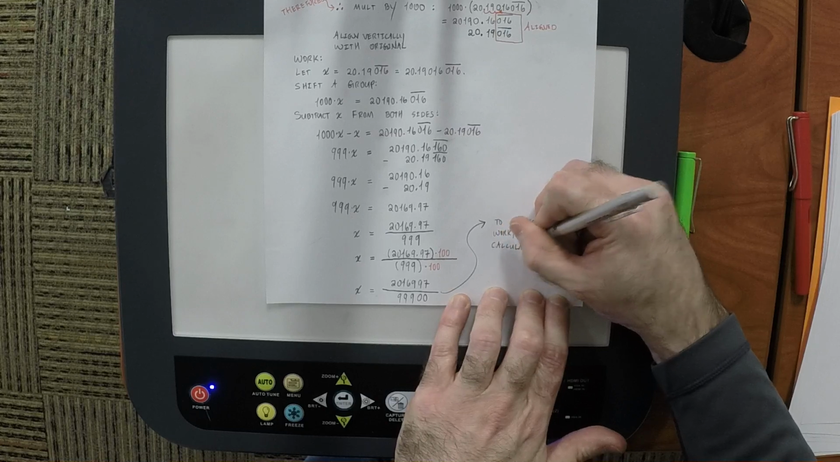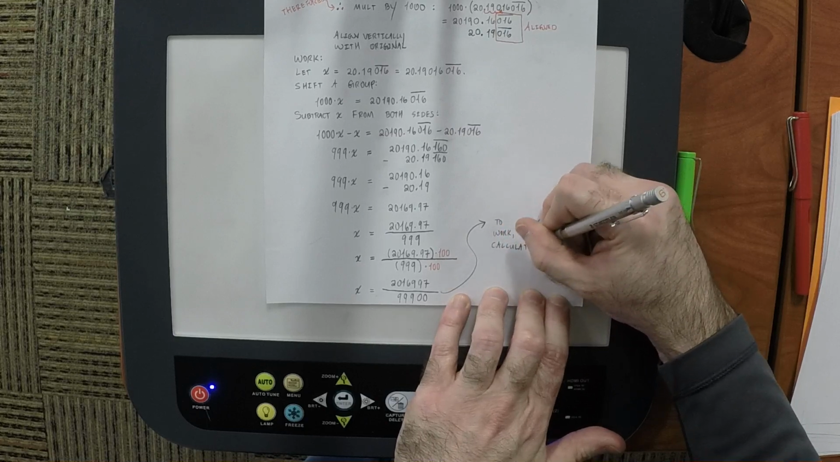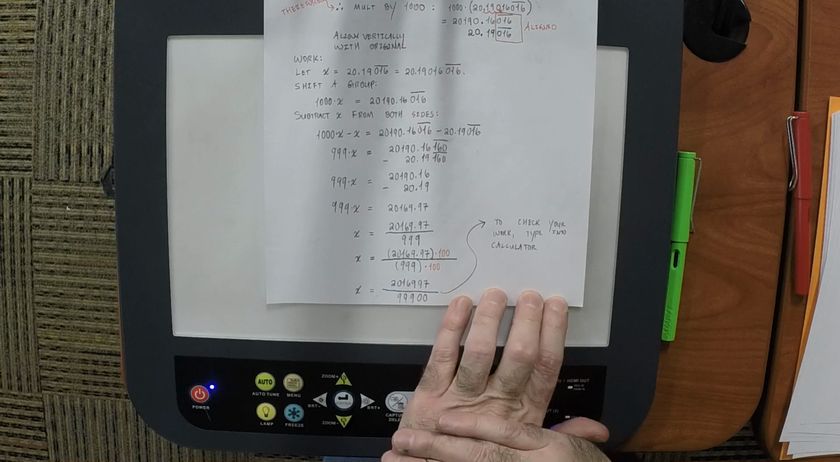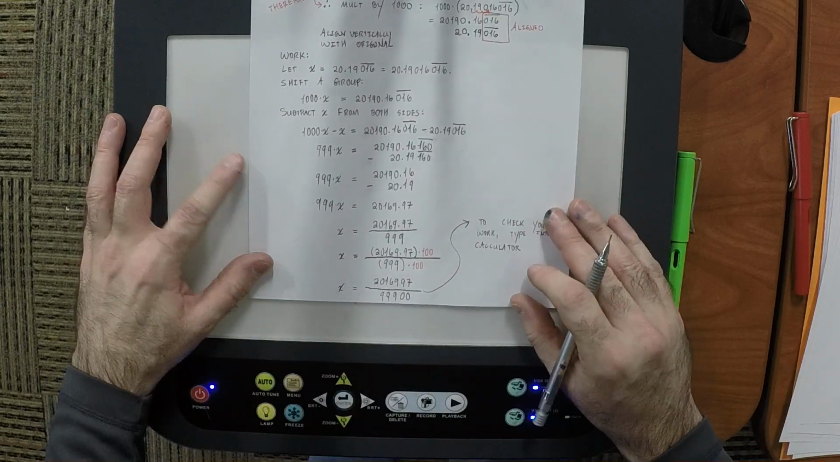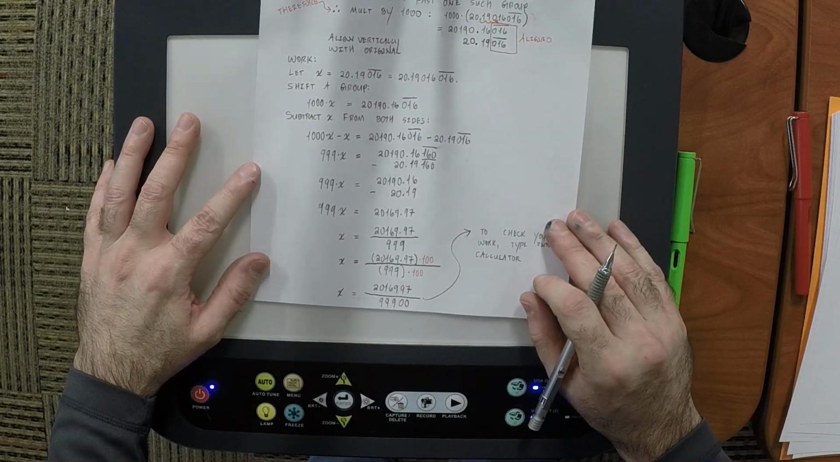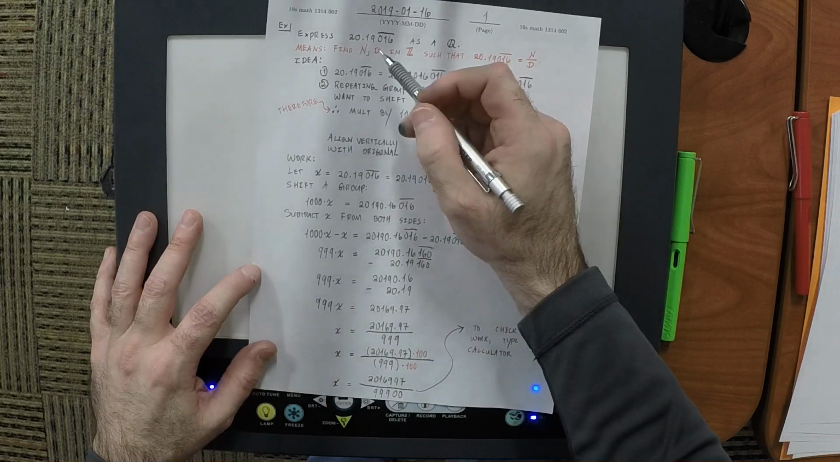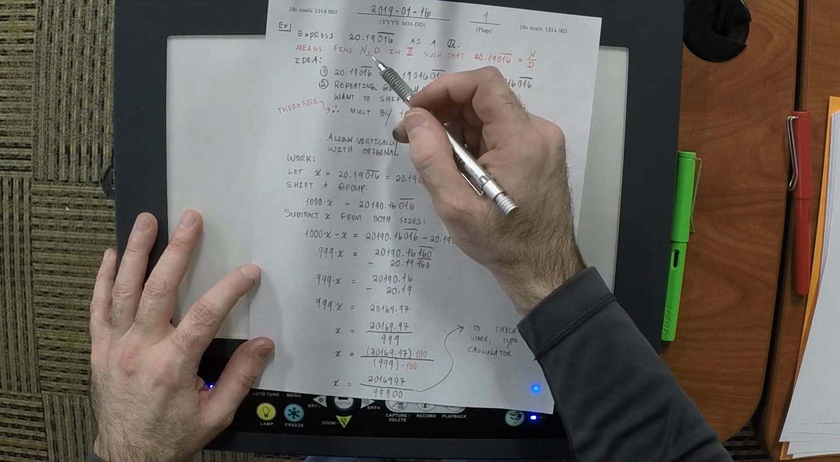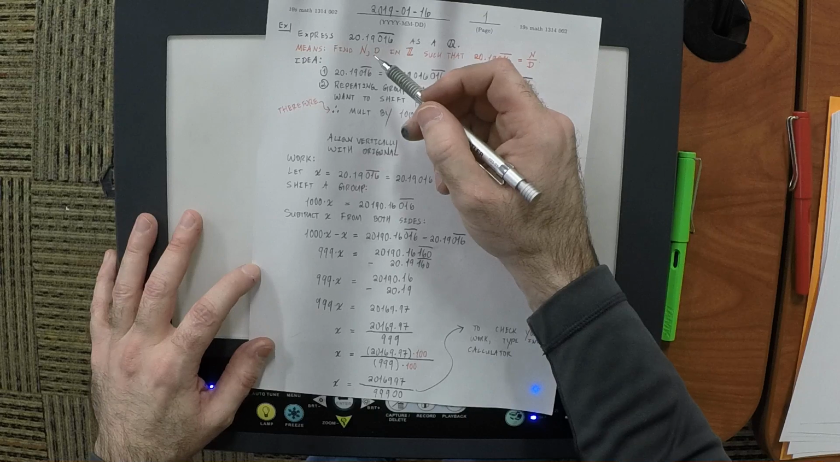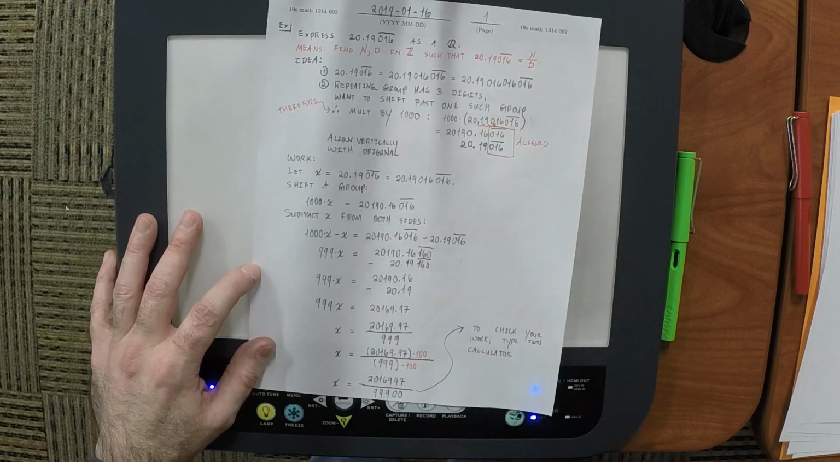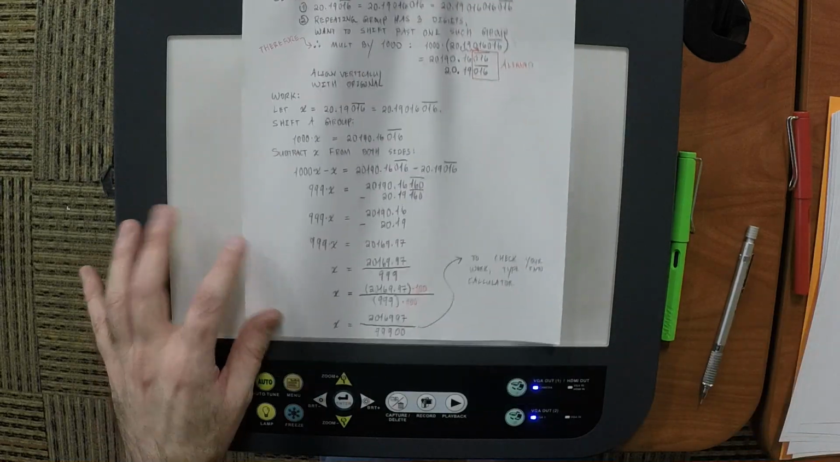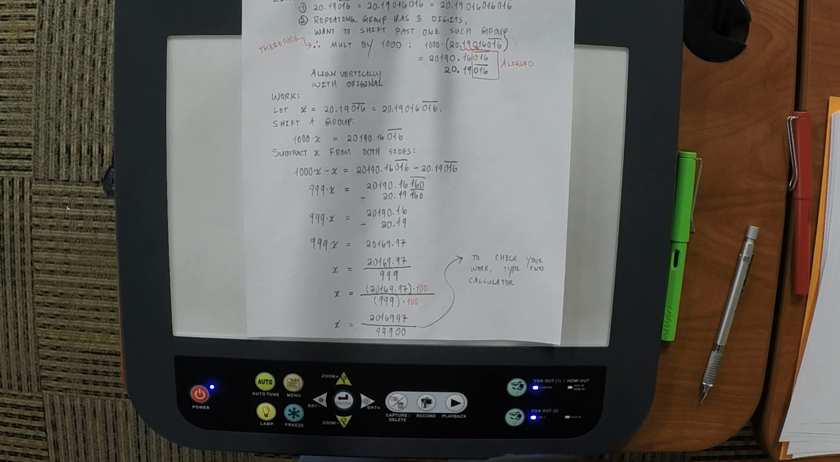And when you type that into the calculator, what should you get? You should get the number that we started with. If you don't get the number that we started with, then somewhere you made an error and you need to go fish for it.